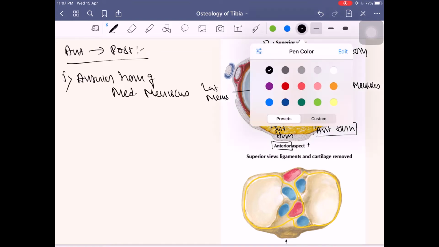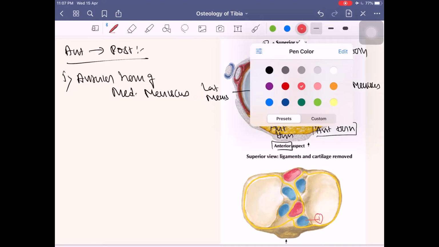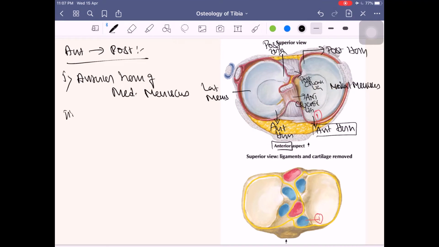I'll use a red color. This is your number 1, and here this is the 1. So this is your first structure, which is attached at the anterior most, and it is called the anterior horn of the medial meniscus. Then again you go next.